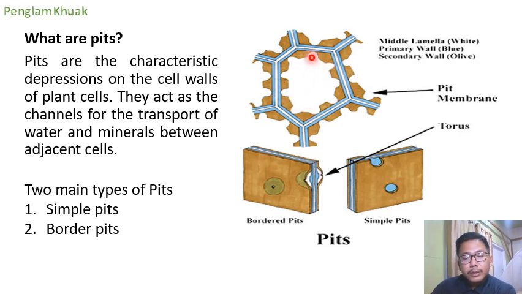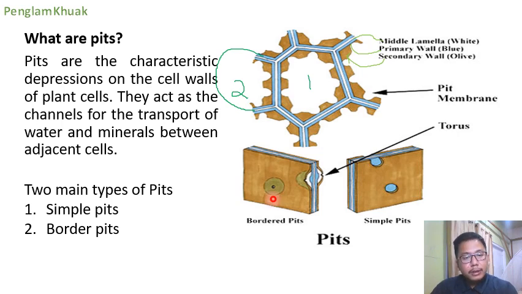This is a picture which represents a plant cell, and a plant cell is made up of three components, that is the middle lamella, primary cell wall and secondary cell wall. The middle lamella will be white in color, the primary wall will be blue in color, and the secondary wall will be brown or olive in color. Here, if you look at the plant cell wall, let's represent this as cell 1 and this one as cell 2.